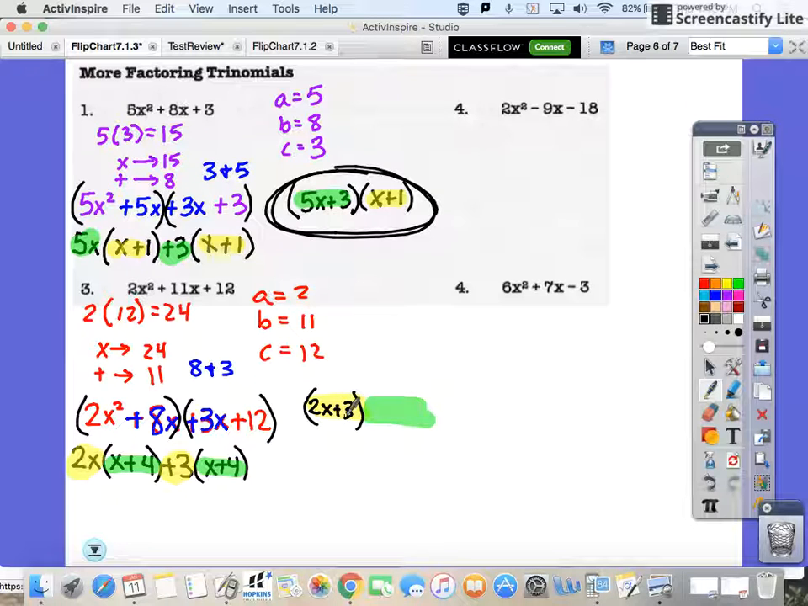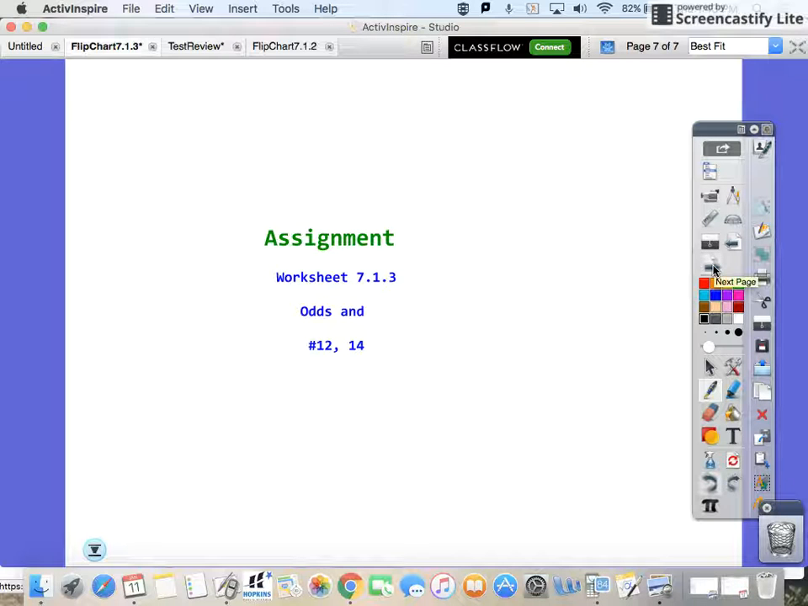So we have 2x plus 3 in yellow, and then x plus 4 in green. Again, terribly inefficient, but it's just another method if you want it. So your assignment is worksheet 7.1.3. You're doing the odds, and then 12 and 14, this is factor by grouping. All right, go for the gold.